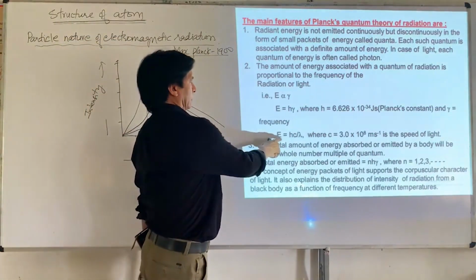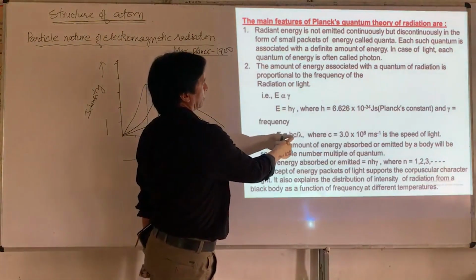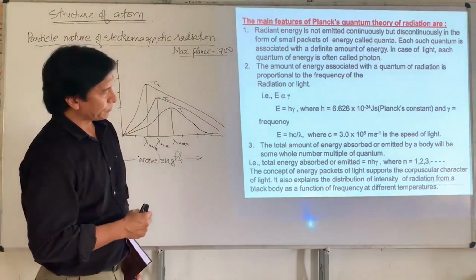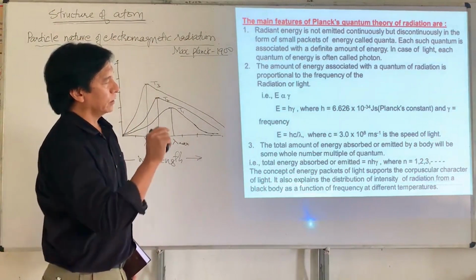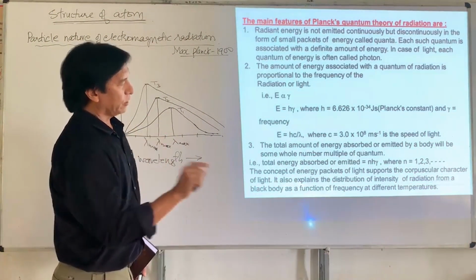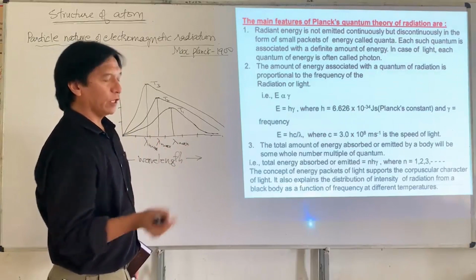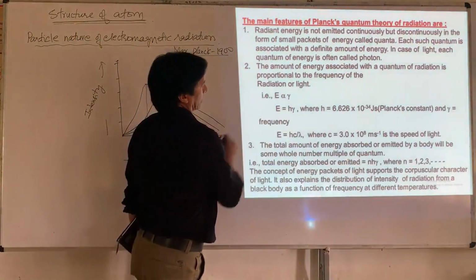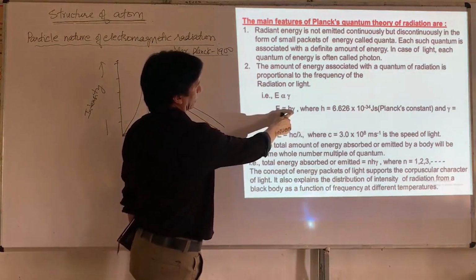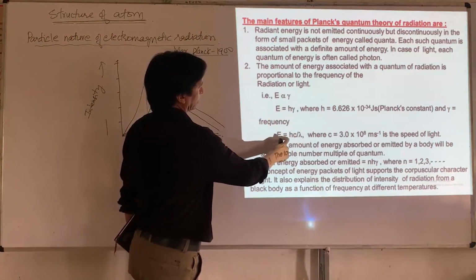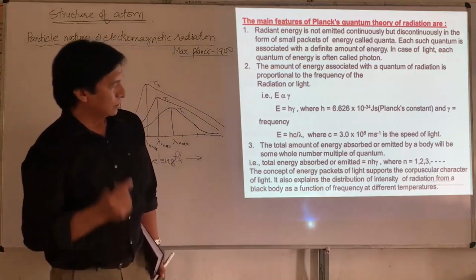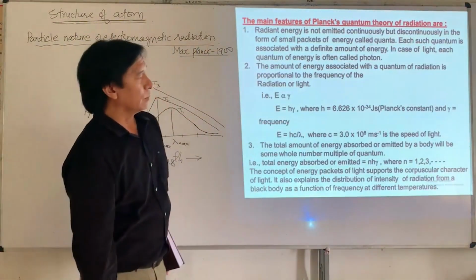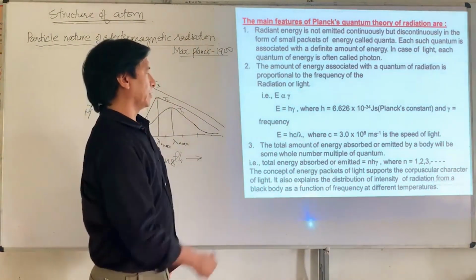And then this E is equal to h into c by lambda, because you have learned about the relation between the speed of light and wavelength and frequency. You know that nu into lambda is c. So here when you replace nu by c by lambda, you get E is equal to h into c by lambda, where c is equal to 3.0 x 10^8 meters per second, the speed of light.